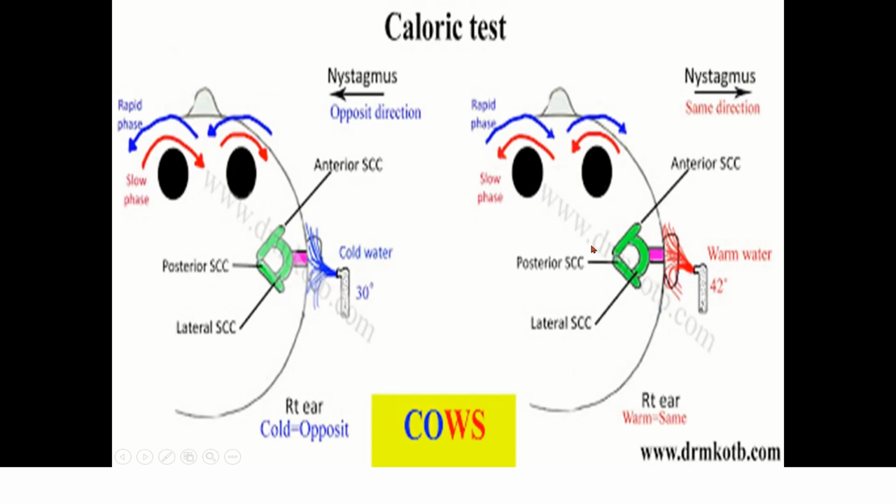You can see the caloric test. If you put cold water into the ear, there will be nystagmus towards the opposite direction. If you put warm water, there will be nystagmus in the same direction, that is, the rapid phase in the same direction. So cold water gives the opposite direction, warm water the same direction. Stimulation of the semicircular canals by using differential temperature is the caloric test. This nystagmus should be there. If there is no nystagmus, there will be complete labyrinthine dysfunction.